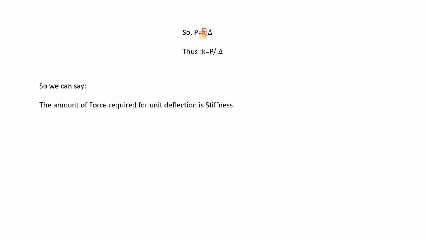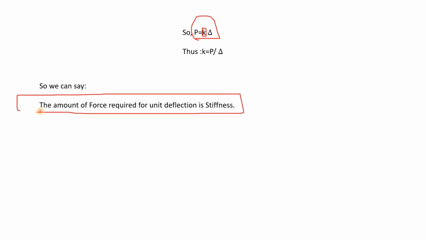So what is the stiffness? If we rearrange this formula, we get K is equal to P by delta. So you can say that the amount of force required for unit deflection is stiffness. That is the definition of stiffness that is going to help us in this course.